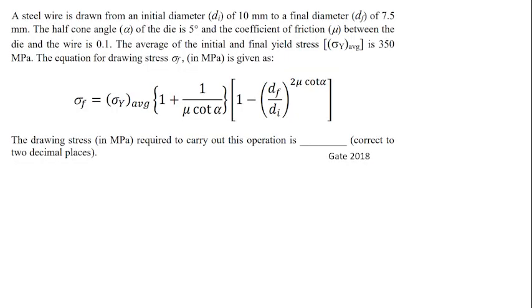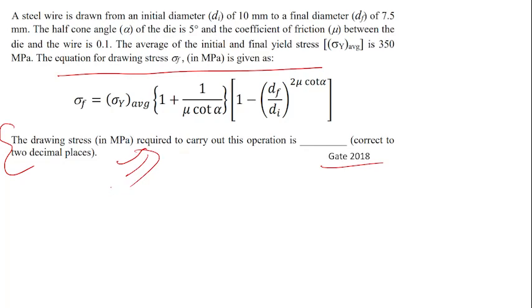Please take a screenshot of this question and try to solve it on your own. We will discuss the answer in the next class. Let me read this question. Initial diameter is given, final diameter is given, alpha is given, then mu is also given, then average initial and final stress is also given, and they have given you one equation for the drawing stress. What they are asking is the drawing stress. I think you will be able to solve this question, right? Yes, ma'am.